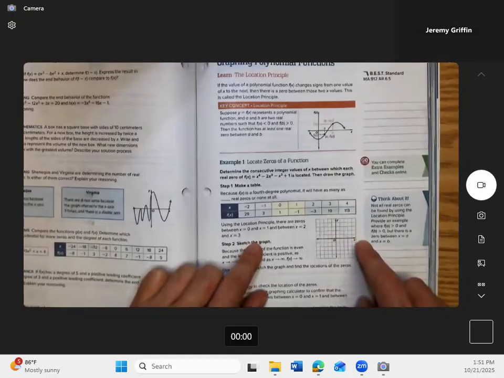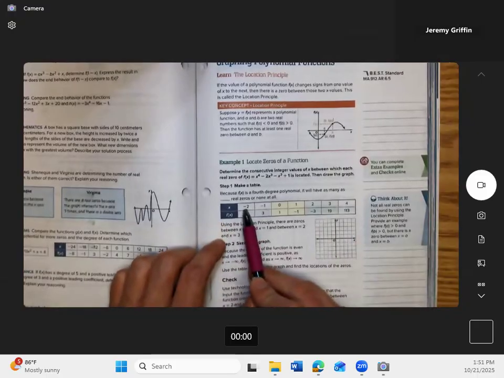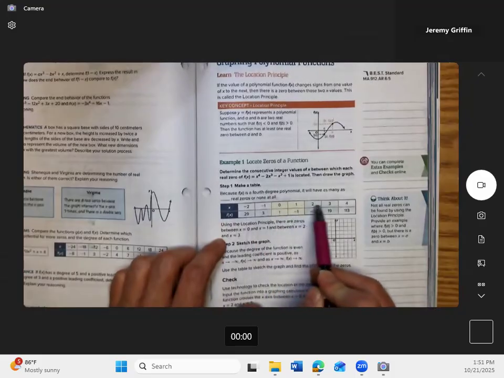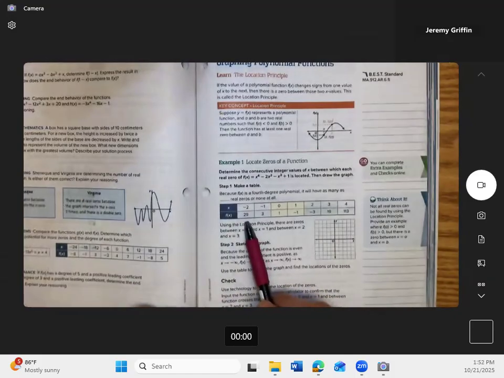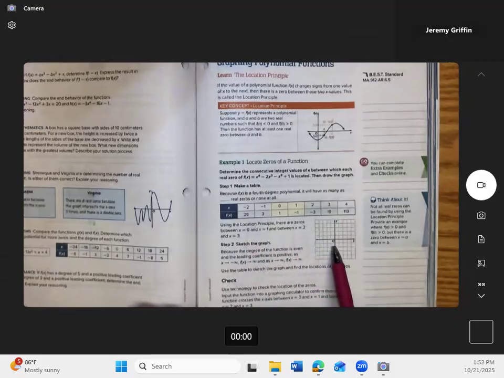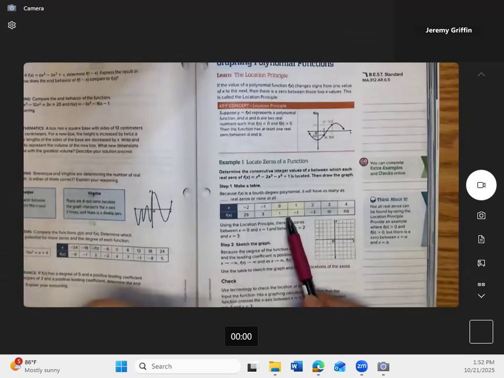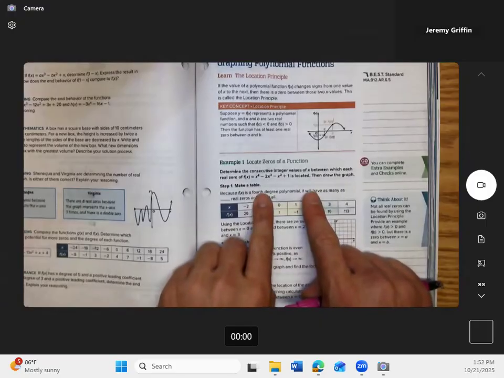Because zeros are x-intercepts, isn't that right? X-intercepts. Okay, guys, look here. X is going from -2, -1, 0, 1, 2, 3, 4, so we're going left to right. Look at the y values: positive, positive, positive, negative. When you switch from positive to negative, is that the graph crossing the x-axis? Yeah. So I could say there's a zero between where x goes from 0 to 1. There's some place where the graph crosses the x-axis.